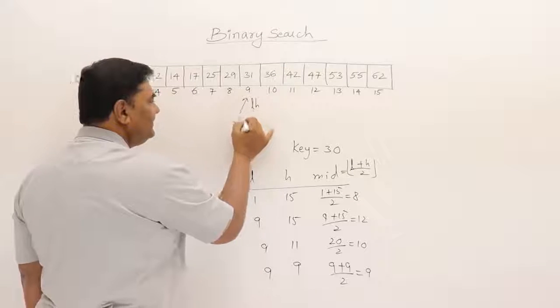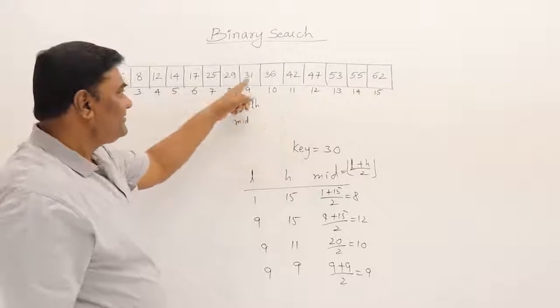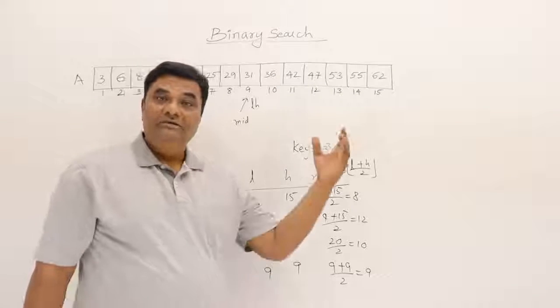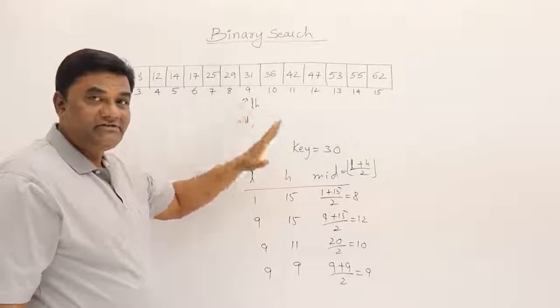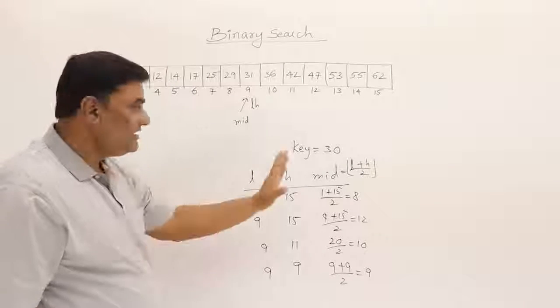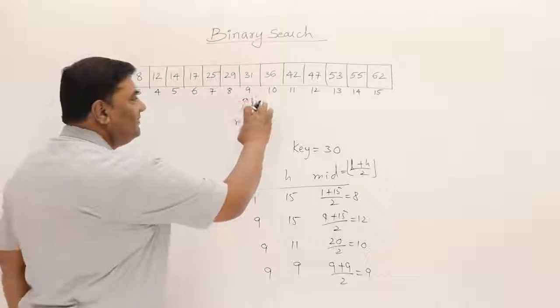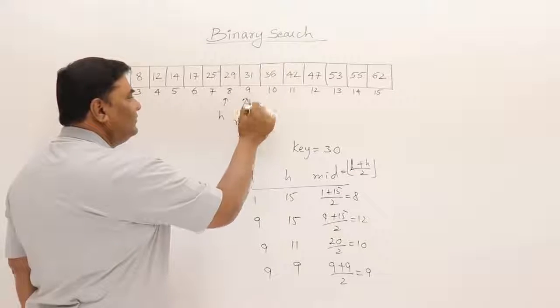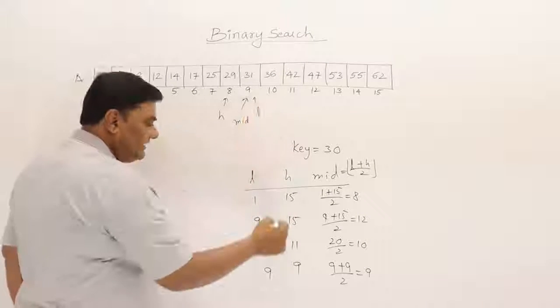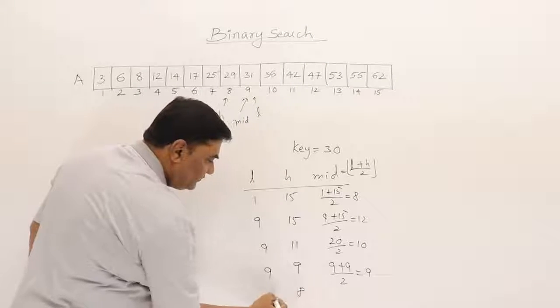Right? This is mid. Is it the number that you are searching for? No, the number is smaller, so it's on the left hand side. So when it's on the left hand side, we should check this side. So what should I change? High should be changed to mid minus 1. So high becomes 8 and low is 9.